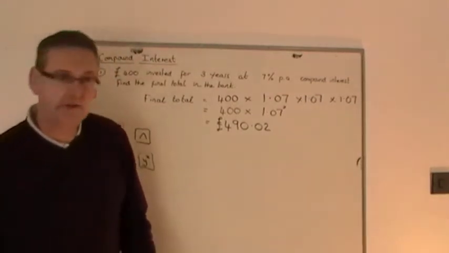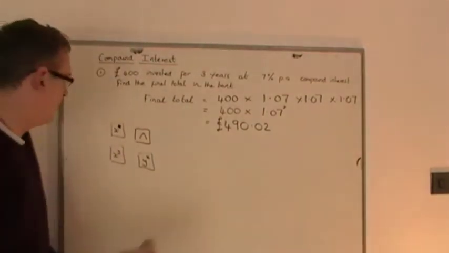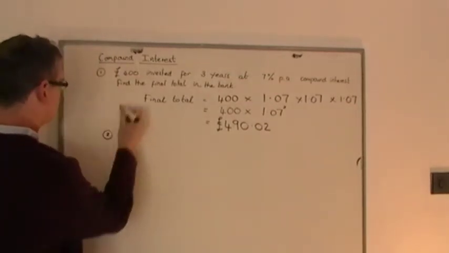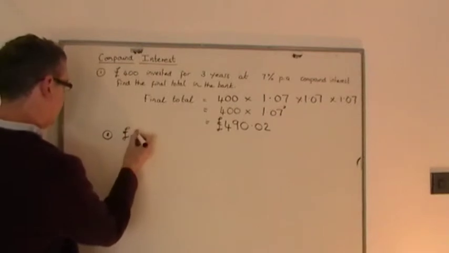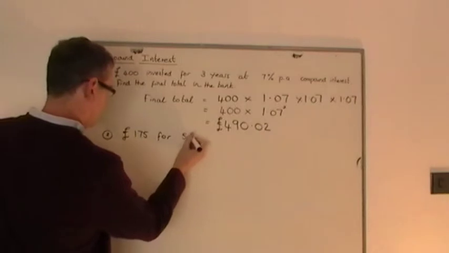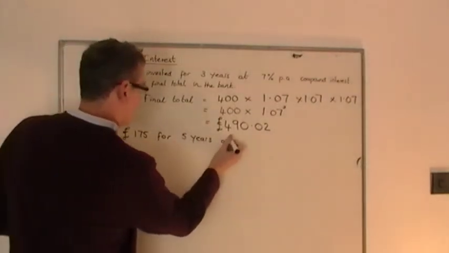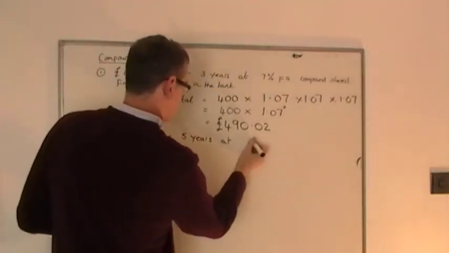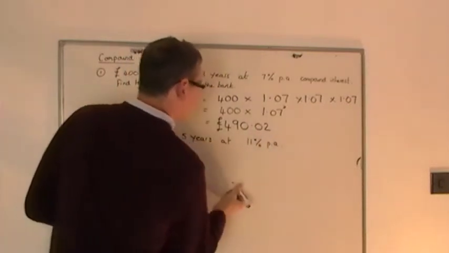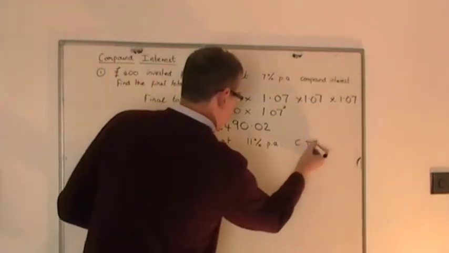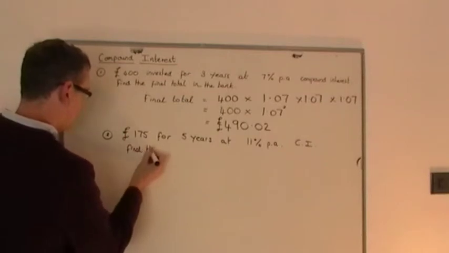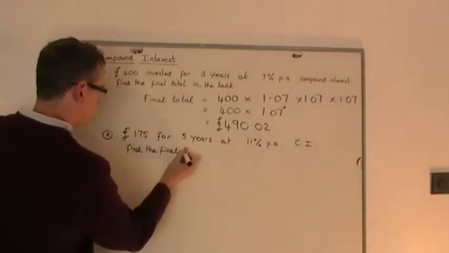Okay, let's just do a couple of other questions like this very quickly. Now you've got the background, so let's just cut the writing out. Let's say I invested £175 for 5 years. Let's say the compound interest rate is 11% per annum. Compound interest, I'll use CI to stand for compound interest. And I'm going to say find the final total.